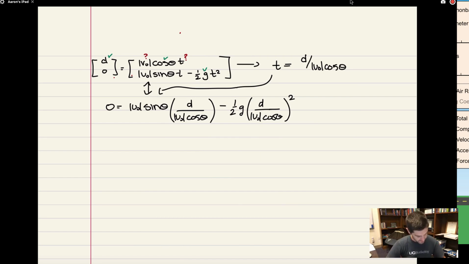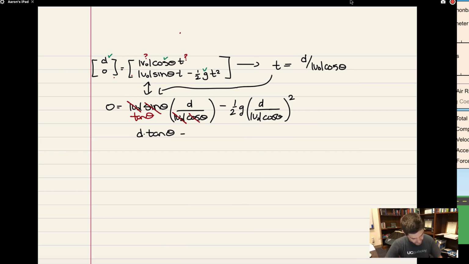At least in the first term, there's a v0 in the top and the bottom. I could cancel those out. Sine divided by cosine is just tangent. So then this first term just becomes d times tangent of theta. Okay, it's not terrible. But unfortunately, notice that there's nothing really to simplify with the right hand term.